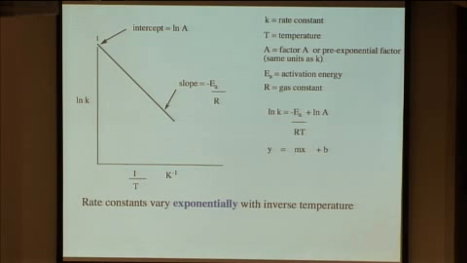So let's look at some of these terms that we have here. And here's our equation for the straight line. The natural log of k equals minus Ea, where Ea is activation energy, which we're going to talk a lot about today, over RT. R is our friend, the gas constant, and T is temperature, plus natural log of A. So what is A? A is called factor A, or sometimes the pre-exponential factor, and it has the same units as k, k being the rate constant.